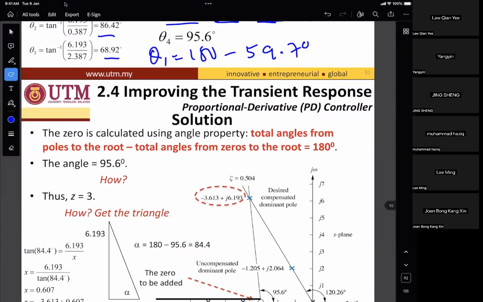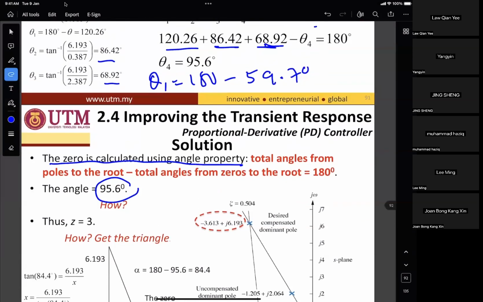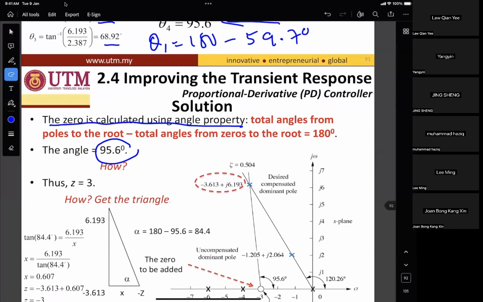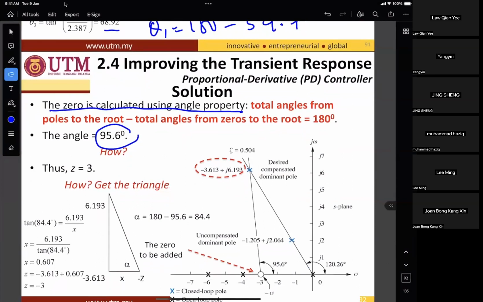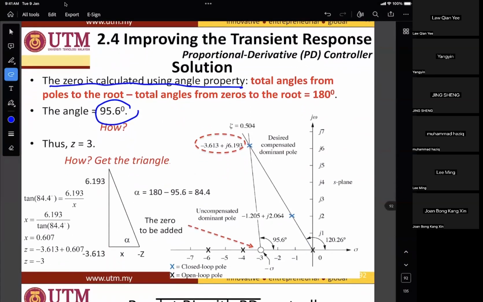So the zero is calculated using the angle property: total angle from the poles to the root minus total angle from the zeros to the root equals 180 degrees, and the angle is 95.6. We already calculated that just now. So thus Z is equal to 3, which is here.